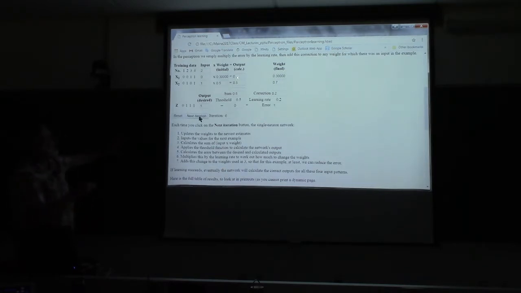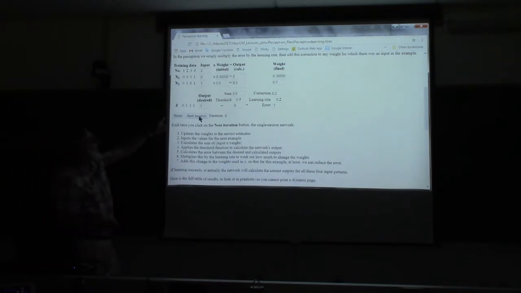Okay, 0 times 0.3, 1, that's 0.5. The sum, if it's less than or equal to the threshold, outputs a 0. The right answer was 1, so now there's an error. So now 0.2 gets added into here. So 0.5 plus 0.7. This one had a 0 input, so don't mess with it. All right, now go to the next one here.